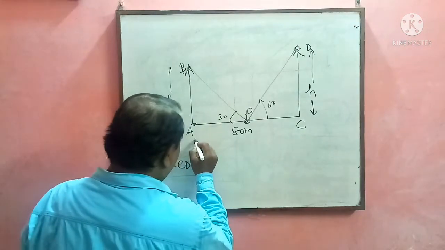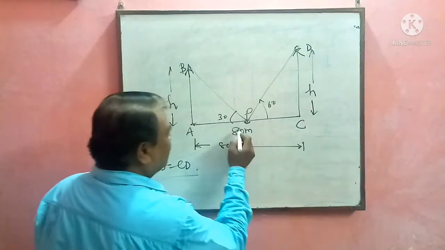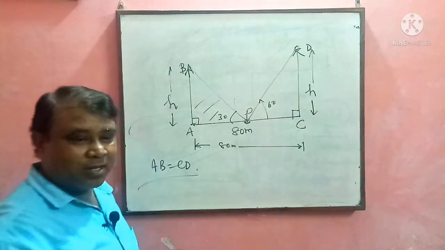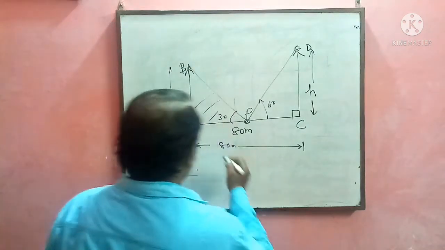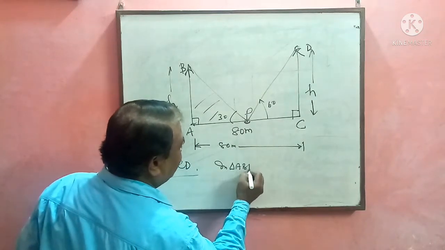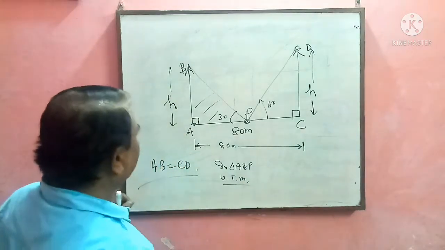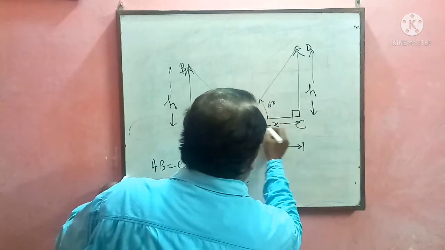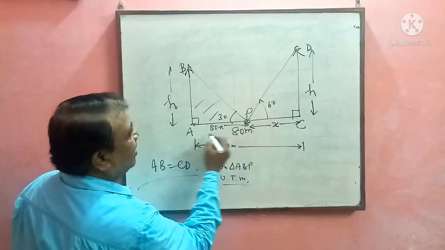Now here the thing is given, this is 80 meter. Now you have to consider this triangle because this is 90 degree and this is 90 degree. There are two right angle triangles. Here we are able to use only trigonometry. So I will consider the triangle ABP, in triangle ABP using trigonometry. Let's say this PC is x, so that I will get 80 minus x as this one, AP.